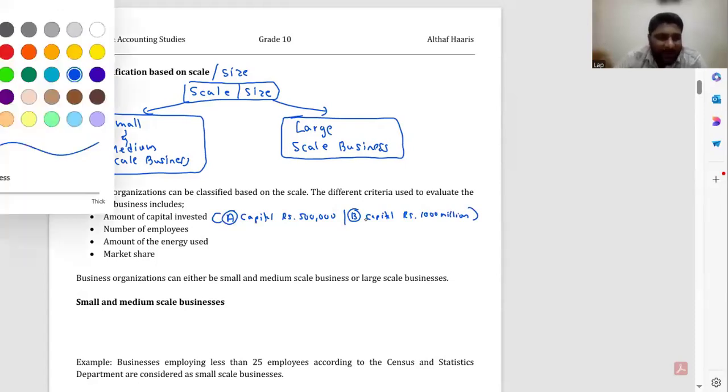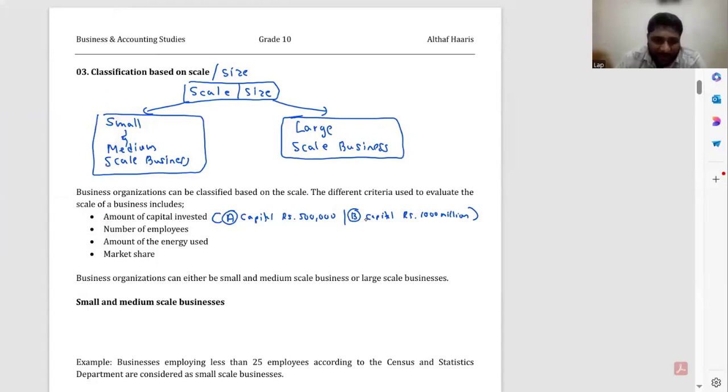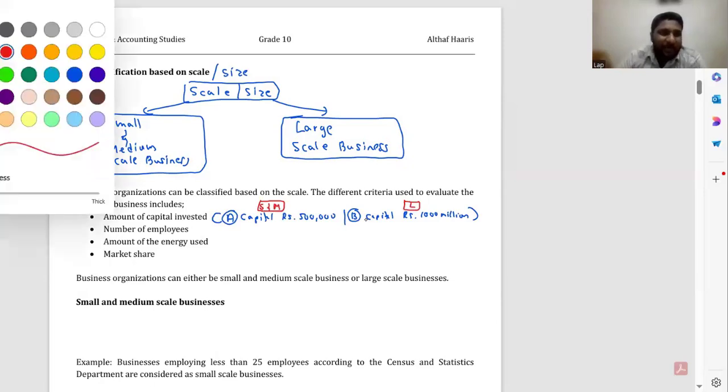What is the large scale business? Which one is the small? Which one is the large? So this is small and medium scale business. This is large scale business, 100 million capital. This is just 500. So that is one. Let's take another example.